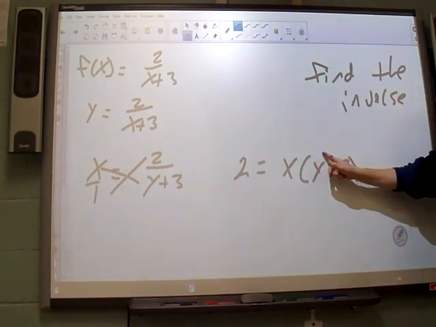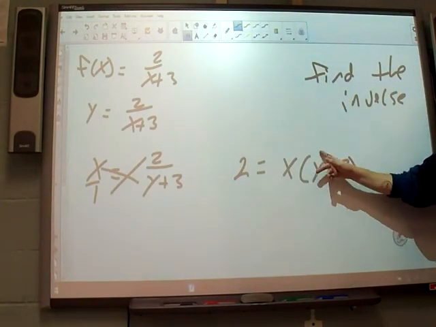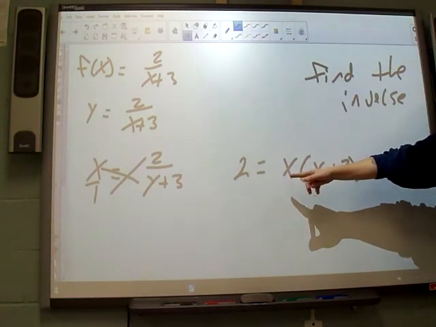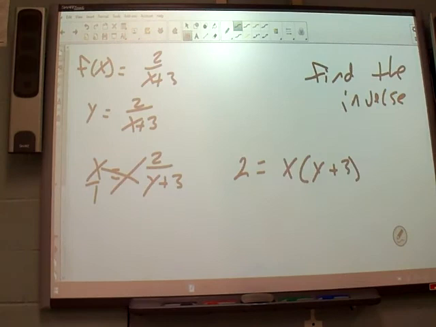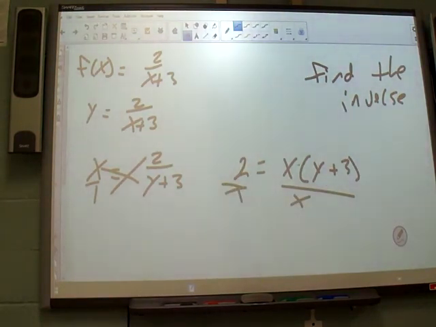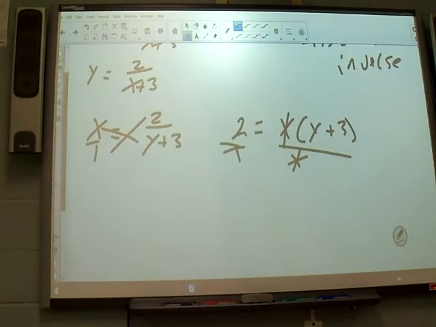But now if I'm trying to get this y all by itself, I need to get rid of that x. It's being multiplied, so I'm going to divide by x. Divide by x and they cancel, and then you have 2 over x on the left side. So 2 over x equals y plus 3.